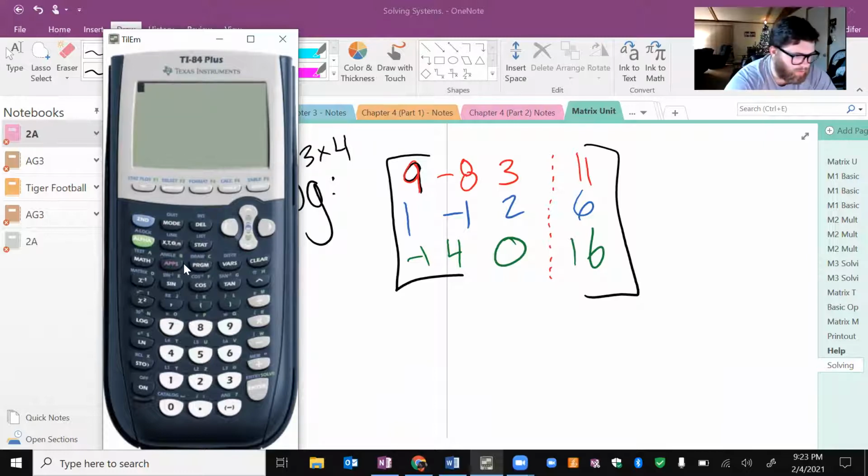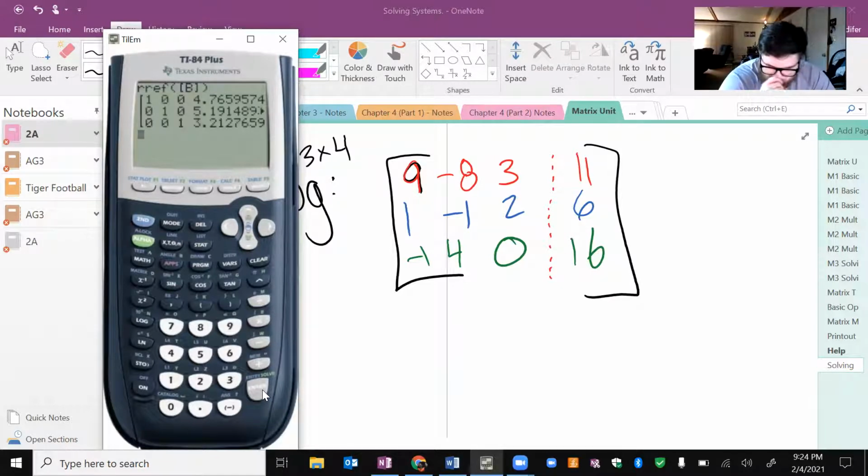Now we go to our reduce row echelon form. Say that 10 times fast. Wonder how many kids are going to say, reduce row echelon form. Okay, so we go down to math, go to reduce row echelon form. That was the third one, for those of you keeping track. RREF. Now you want to hit your B matrix, not my original one. I plugged it into B this time for my new one. Close the parenthesis just because of my OCD.